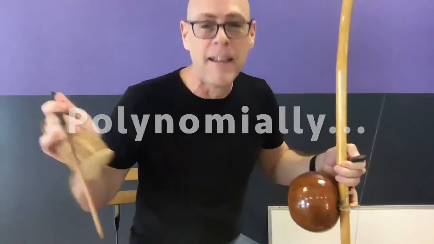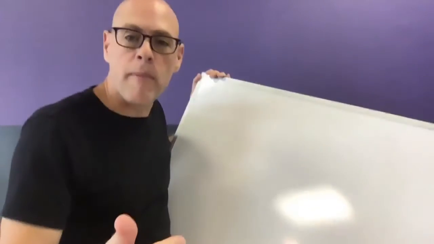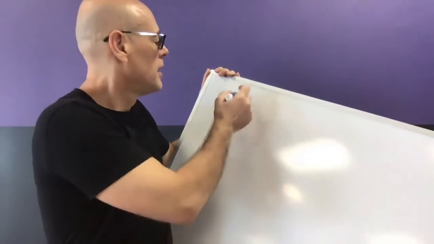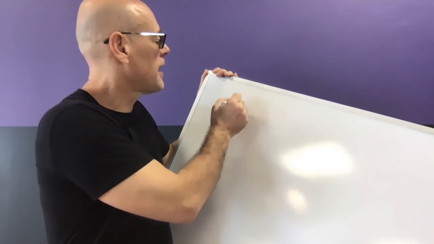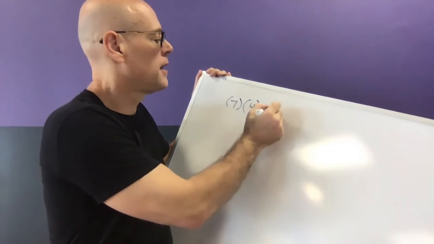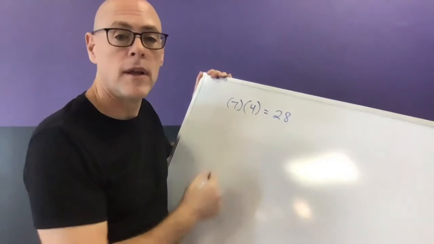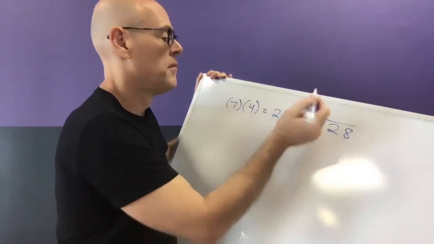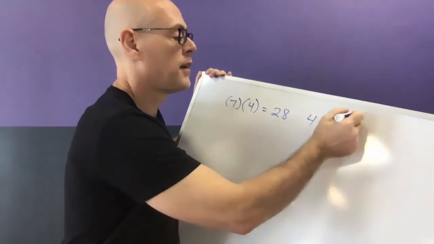Polynomially. All right, guys. Okay, so remember that division is simply the inverse of multiplication. In other words, if I take 7 times 4, that equals 28. What's 28 divided by 4? It's simply 7.